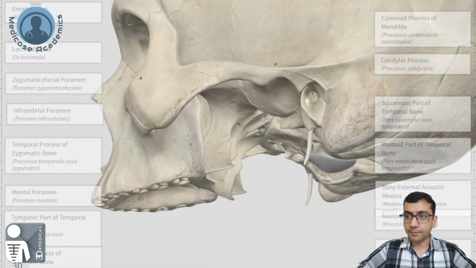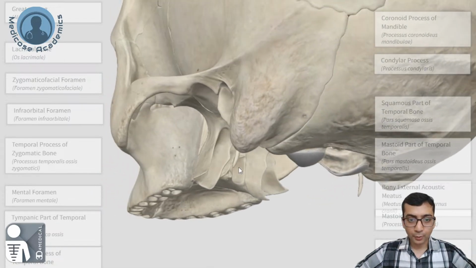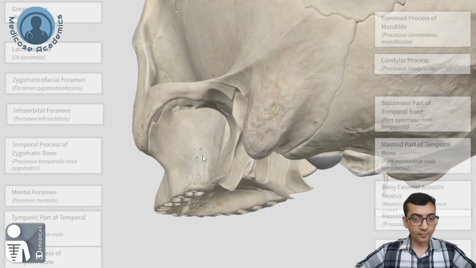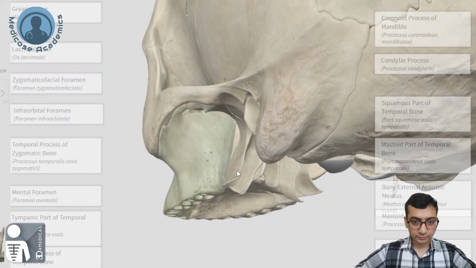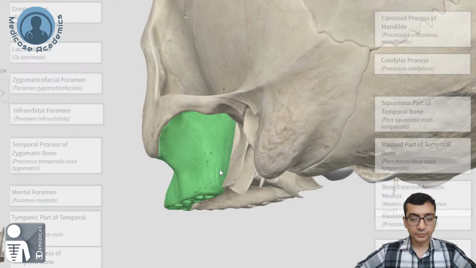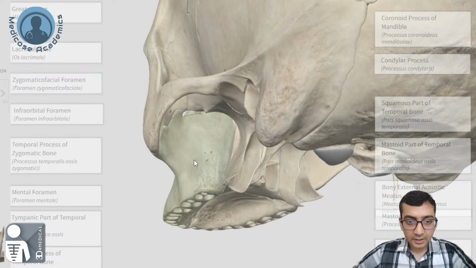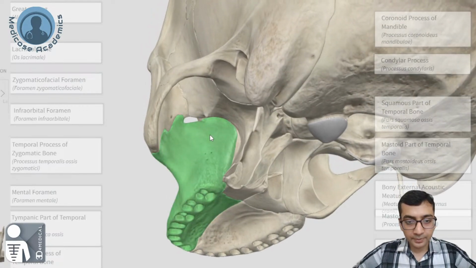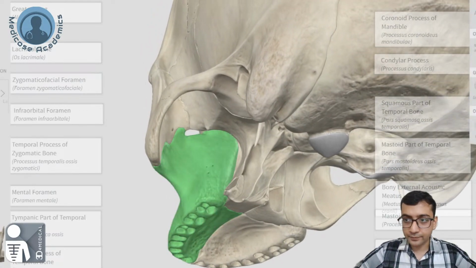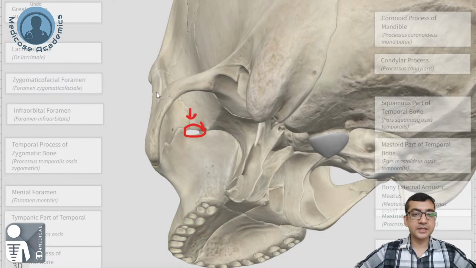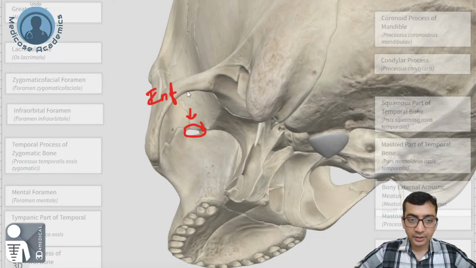Let's make up the boundaries of this area. When you look at the front, this is the anterior aspect. Anteriorly, it is related to this bone, the maxillary bone. This is making the anterior end of the infratemporal fossa. If you climb up this bone and get to the upper aspect, you will see this opening right here. This is the inferior orbital fissure.